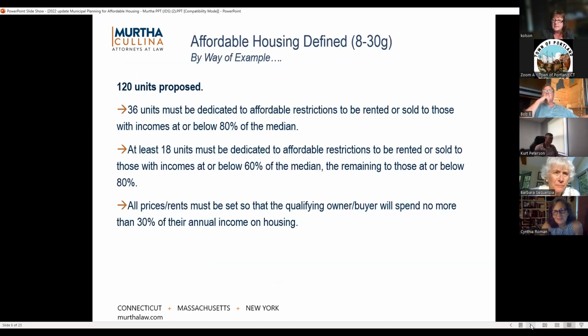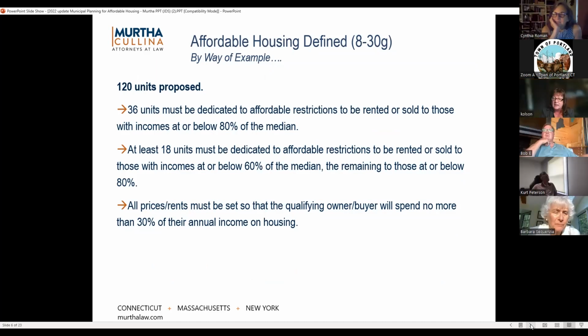So this is an example. Let's say that a developer comes to Portland and they're proposing 120 units. What the Affordable Housing Act would require if they're bringing in a set-aside development is that 36 of those units have to be dedicated to the affordable restrictions we talked about, the 40 years with incomes at below 80% of the median. And at least 18 units must be dedicated to affordable restrictions that bring you in at the 60% or below median income, okay?